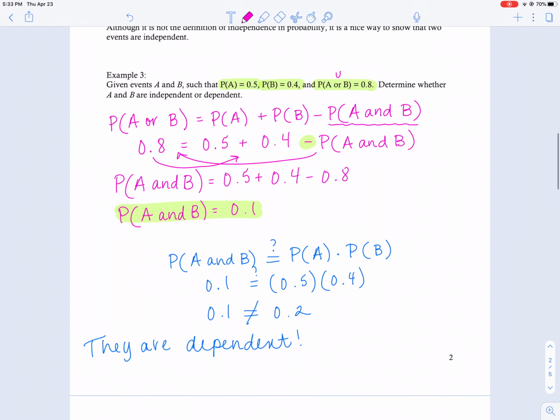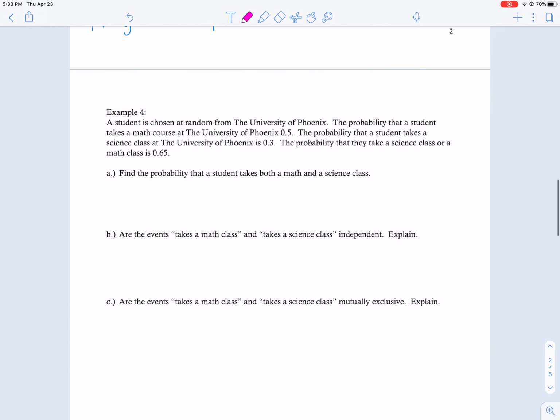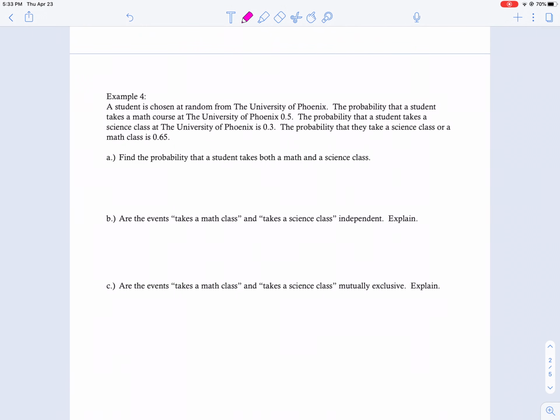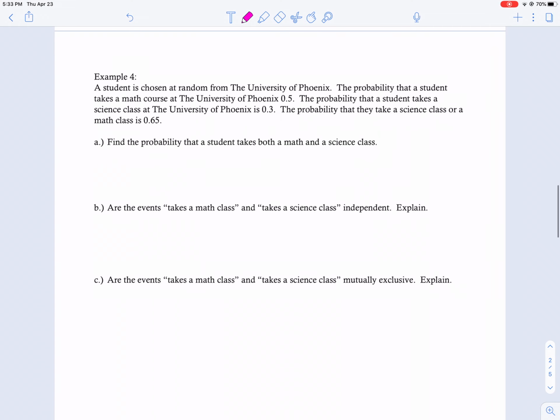All right, so now let's try the next one. In example number 4, they say a student is chosen at random from the University of Phoenix. The probability that a student takes a math course is 0.5, half, 50%. The probability that they take a science class is 30%. And the probability that they take a science class or a math class.